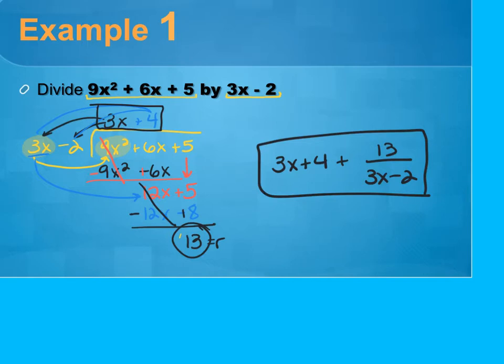This, not so much. Remainder, and what would be 3x minus 2? That's the divisor. So whatever's on the outside, that divisor is what you put under the remainder.